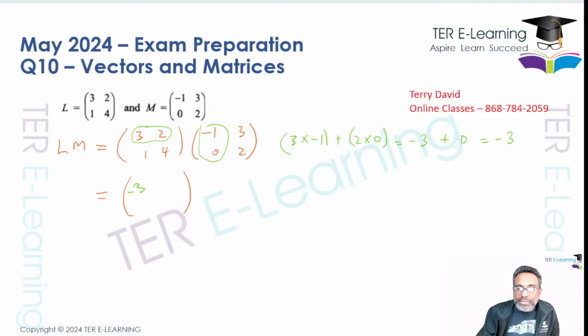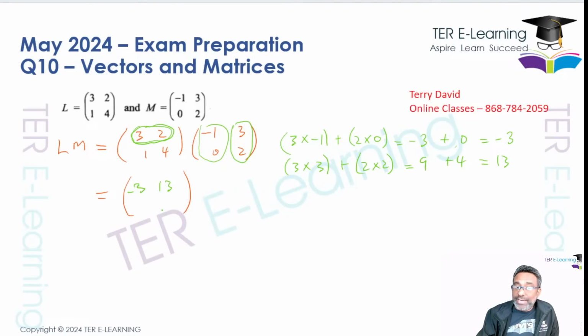Next thing we're going to do, we're going to take the same row and multiply it by this column. So that's going to be 3 multiplied by 3 plus 2 multiplied by 2. That's 3 3s are 9 plus 2 2s are 4. That's 13. So this number here is going to be 13.